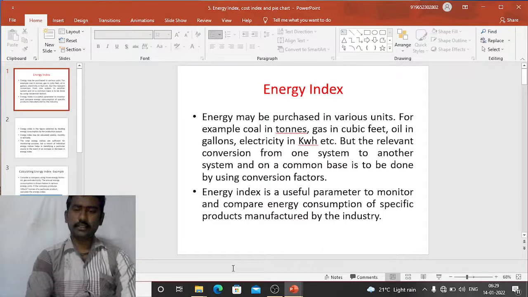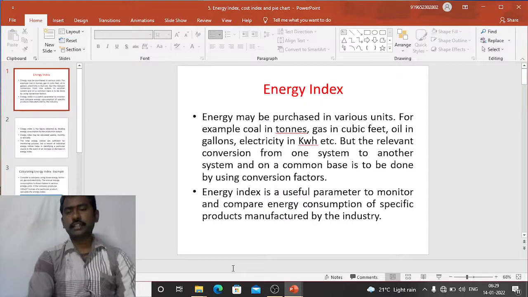Hi students, in the previous video we saw about the energy audit, its various objectives, and the different types of energy audit. In this video we will see about the energy index, cost index, pie charts and load profiles.